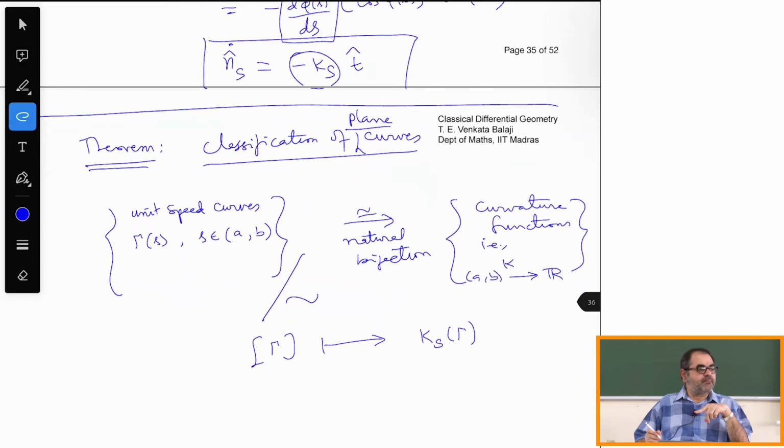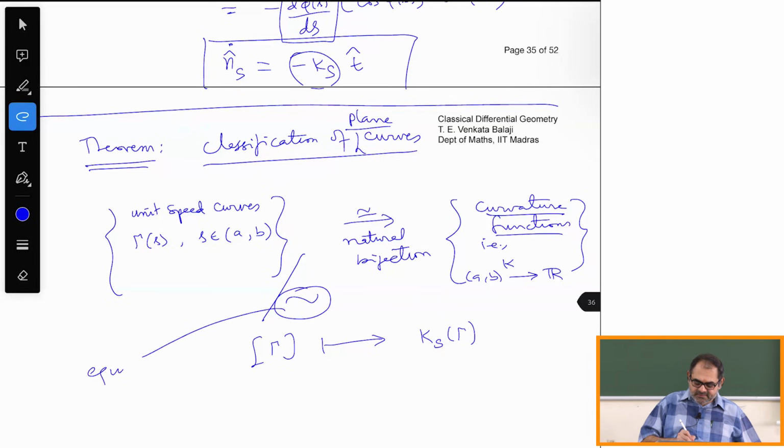So basically what I am trying to say is that if you give me any curvature function, there is a curve for which that is the curvature function. That is the first statement, so that is the surjectivity. And what is the injectivity? The injectivity is, if you give me two curves with the same curvature function, then they must be equivalent by a rigid motion. So this is equivalence by a rigid motion.